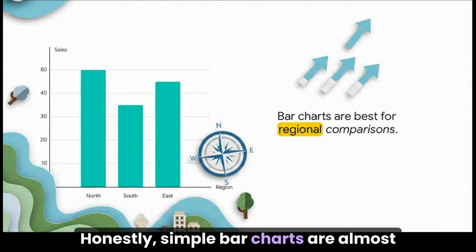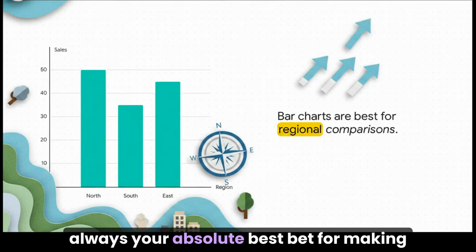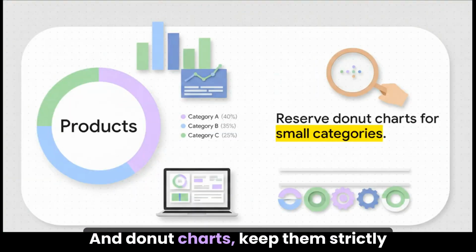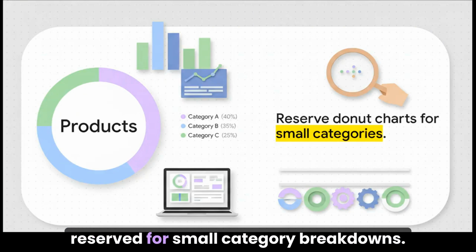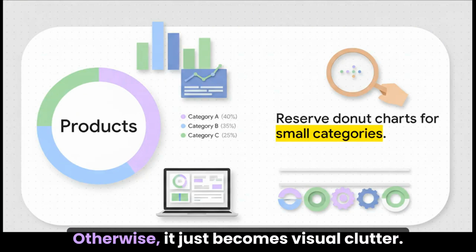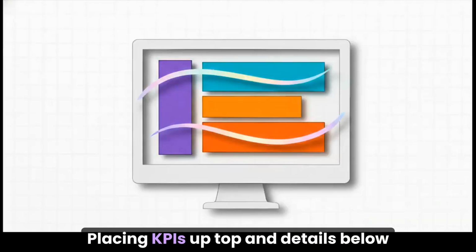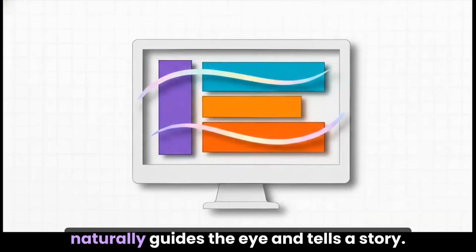Honestly, simple bar charts are almost always your absolute best bet for making quick, direct comparisons. And donut charts? Keep them strictly reserved for small category breakdowns. Otherwise, it just becomes visual clutter. Try the F-pattern layout. Placing KPIs up top and details below naturally guides the eye and tells a story.